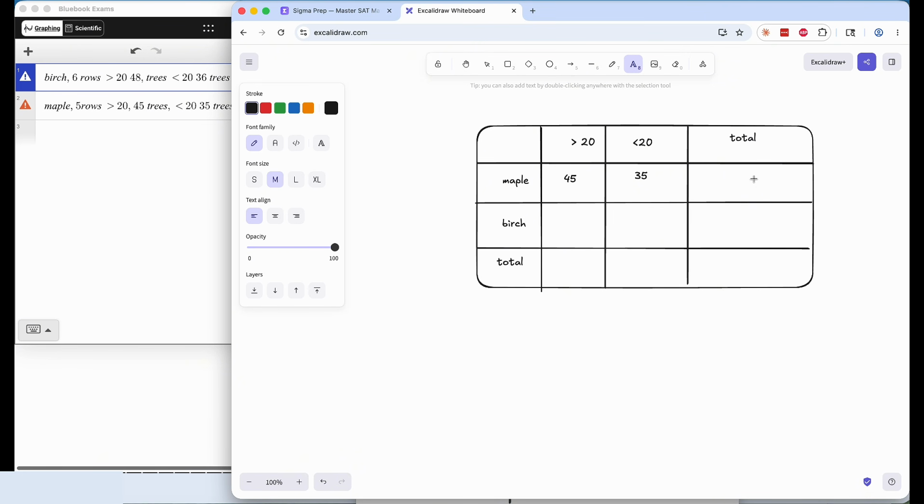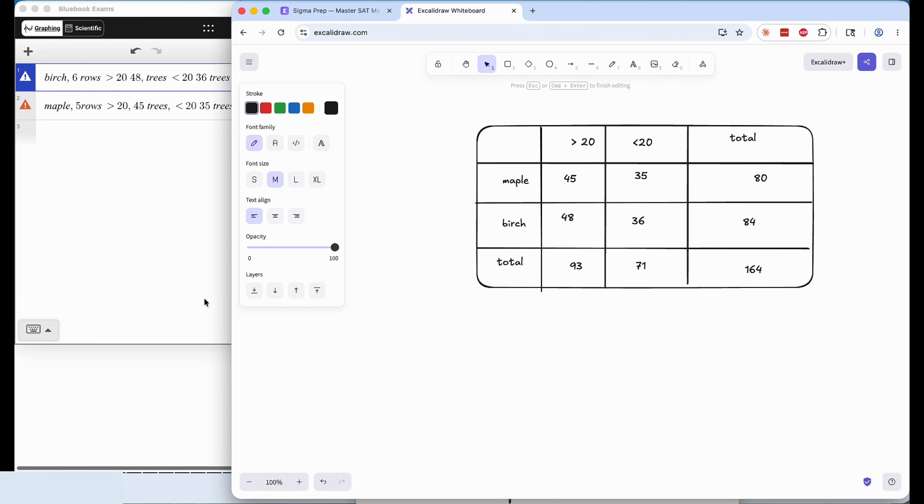And then over here, we add those up and that's 80 trees. And then for birch, it was 48 and it was 36. And so we add those together for the total of birch and we get 84. And then you can add the total, there's a total of 164 trees. Over here, it's 93 of them that are greater than 20 and 71 that are less than. So we got our table now, right? Now we can answer the question finally, right?